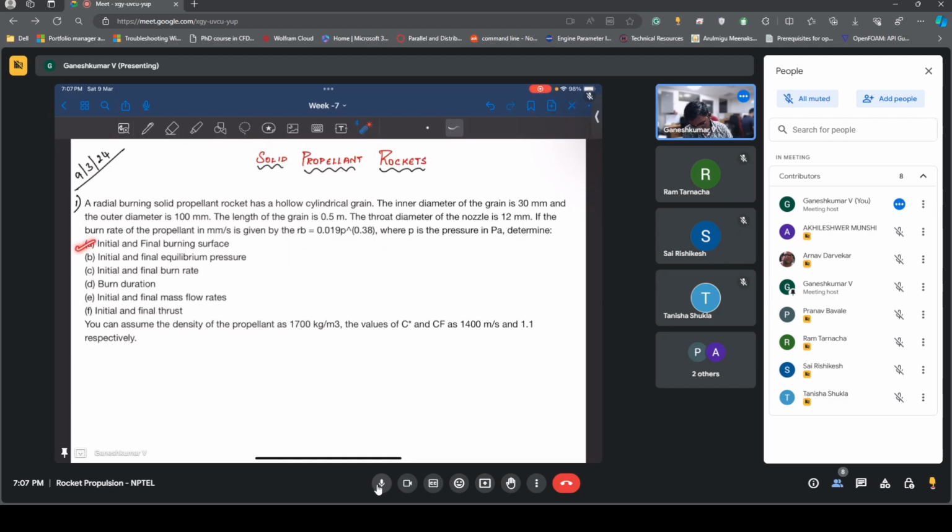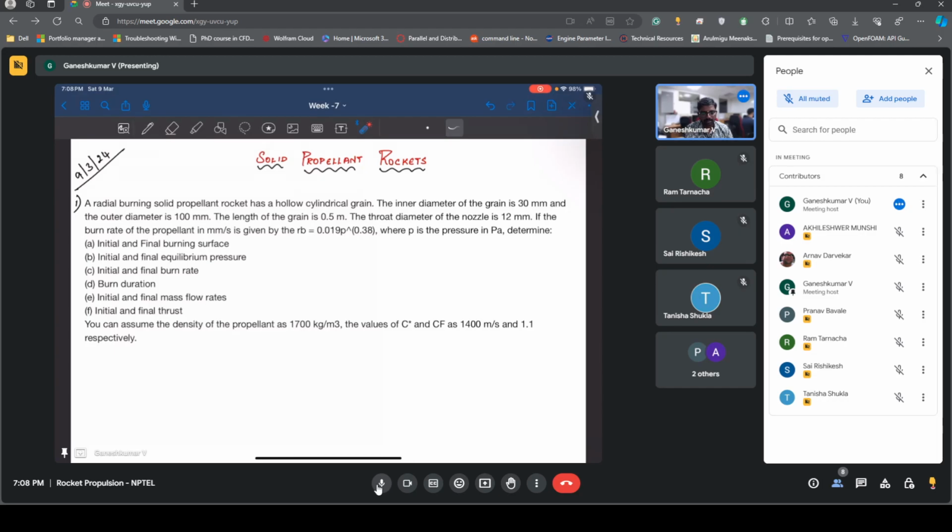What we are asked to find is, if this is the propellant grain, what would be your initial and final burning surfaces? What would be the pressure and the burning rate at initial and final? What would be the total duration of burning? And what would be the mass flow rate, because the mass flow rate will either increase or decrease depending upon the grain configuration, and that is also going to affect your thrust profile, and also the initial and final thrust as expected. You can assume the density of the propellant is also given, and the values of C star and CF are also given.